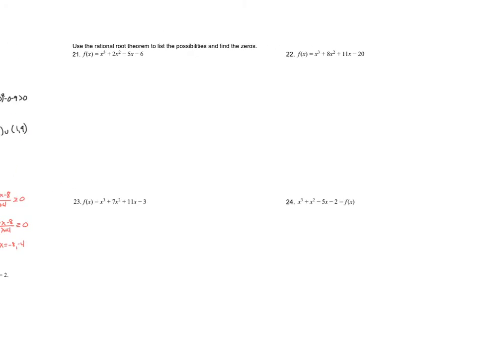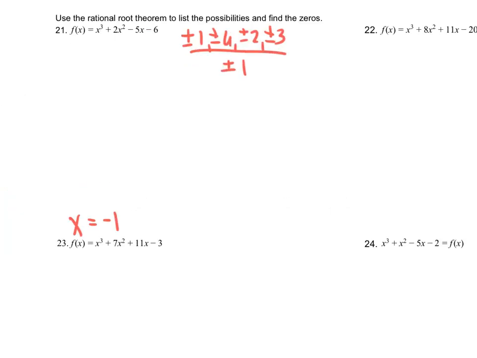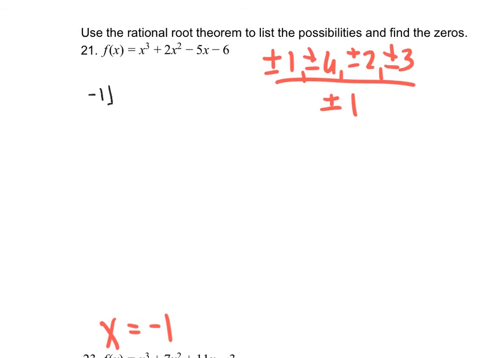Numero 21. Now remember, you have to list the factors of the last, so that's 1 times 6 and 2 times 3 over factors of the first. So now we're going to plug those in. Let's try 1. 1 plus 2 is 3. 3 minus 5 is nope. Negative 1 plus 2 is negative. Yep, negative 1 is our first one that works. How do we know it works? Well, it equals 0 when we plug in the possibility. So we're going to write x equals down here, negative 1 as our first choice, and we're going to start our synthetic division with that.